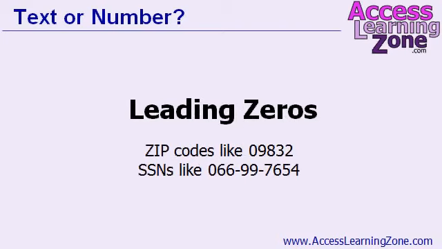Another factor to take into consideration, leading zeros. Some zip codes start with a 0. Well, if you use a number field to store that, that 0 will fall off, and the value will just become 9,832. So use a text value to store zip codes or postal codes in general. Social security numbers, for example, sometimes start with a 0. So if the value that you're going to store needs a leading 0, stick with text.